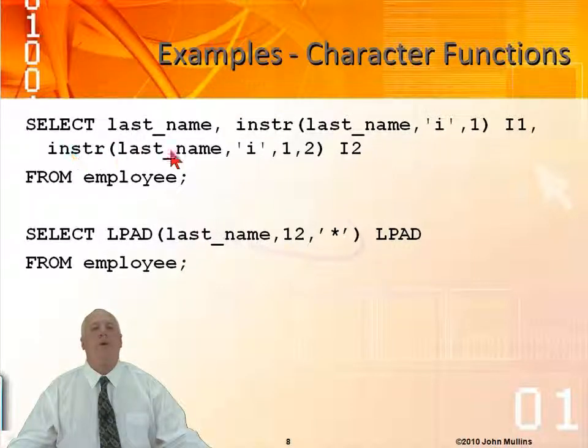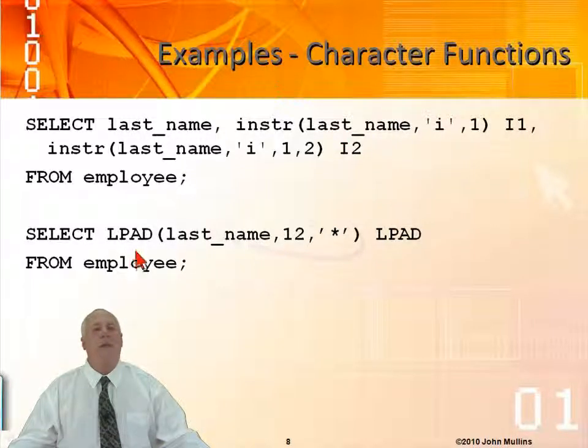And then here in the second one, very similar, but we're looking for, if there is one, where is the second occurrence of an i in the name? And then we're also using here our column aliases that were discussed in an earlier module.